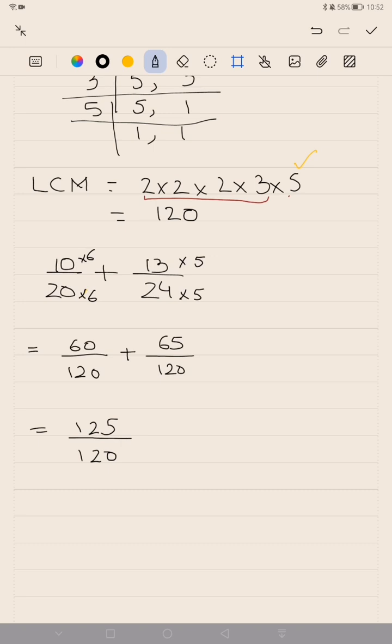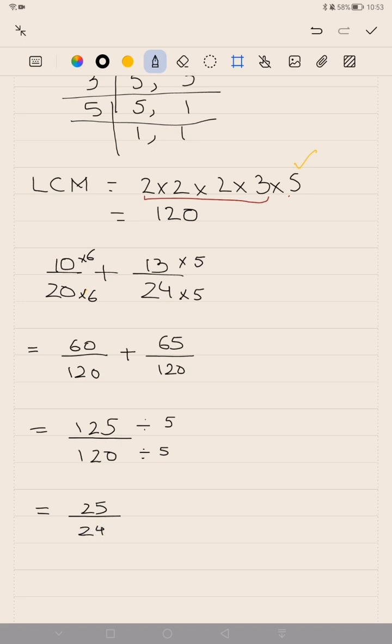Now our answer is 125 over 120. But we can simplify this fraction. Both the numerator and the denominator can be divided by 5. They have a common factor 5. 125 divided by 5 gives 25, and 120 divided by 5 gives 24.